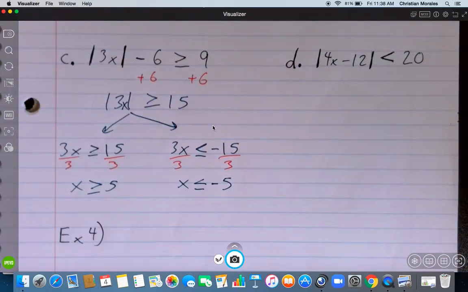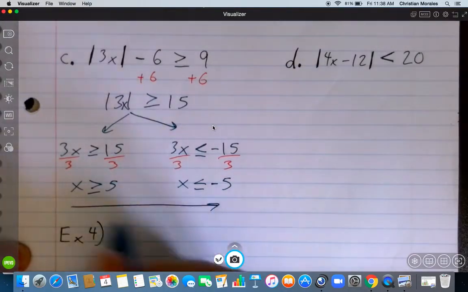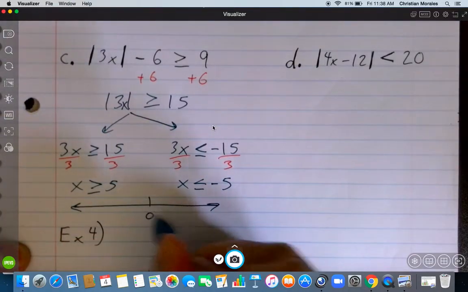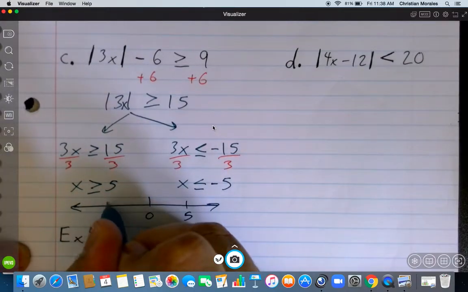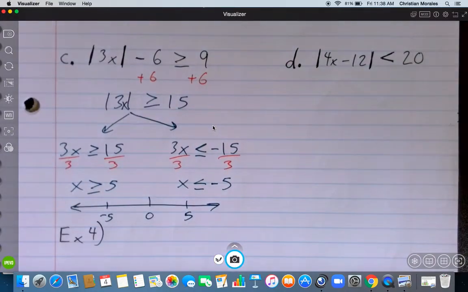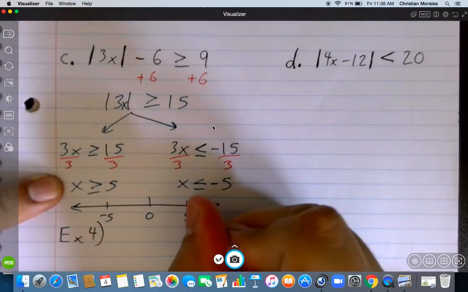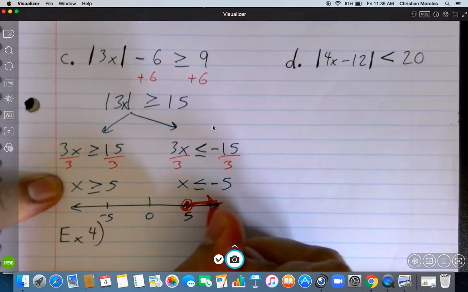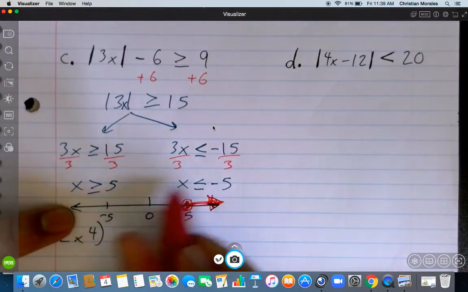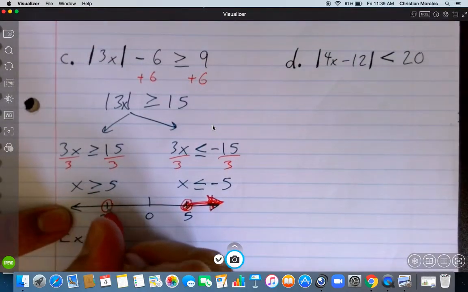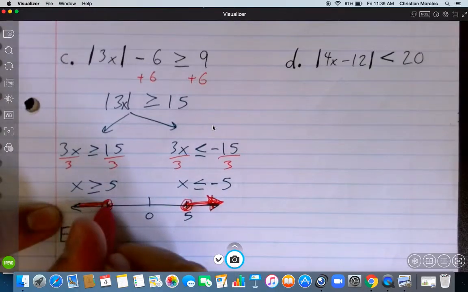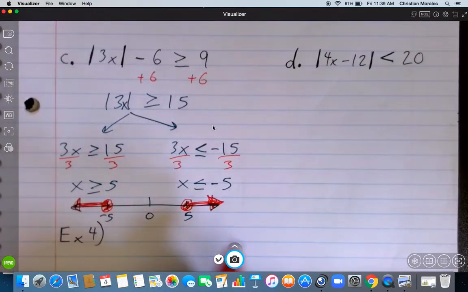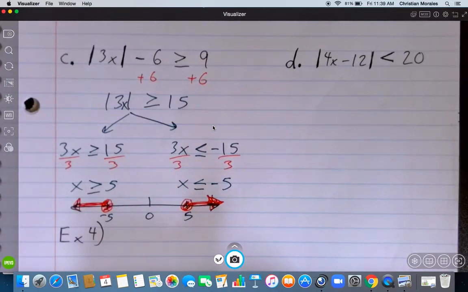Okay, so my number line for this one. This one says x is greater than or equal to, so I shade it in, I go that way. And this one says x is less than or equal to, so shade it in and go that way. And that's the number line for this one.